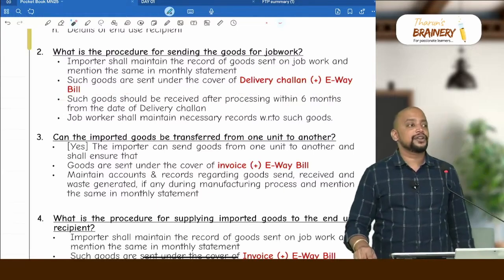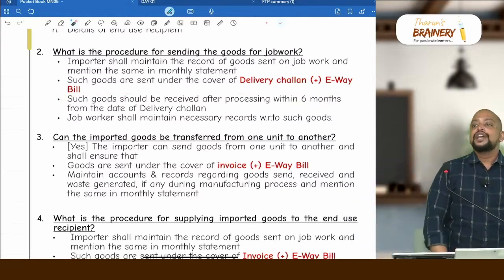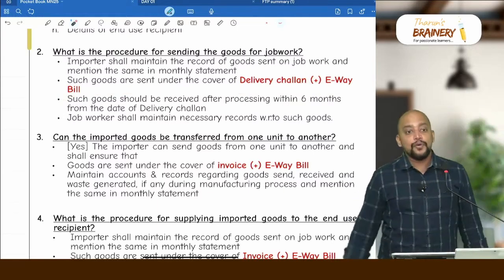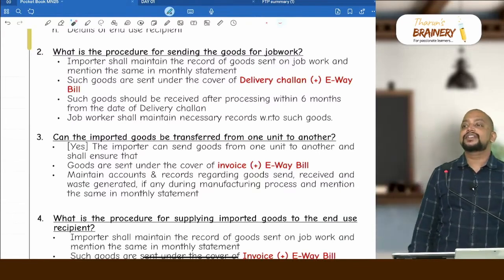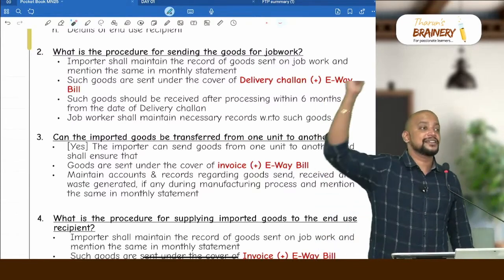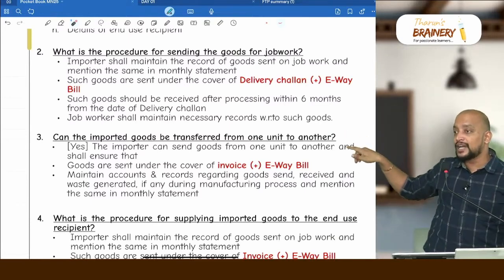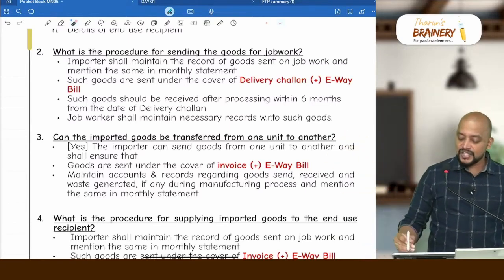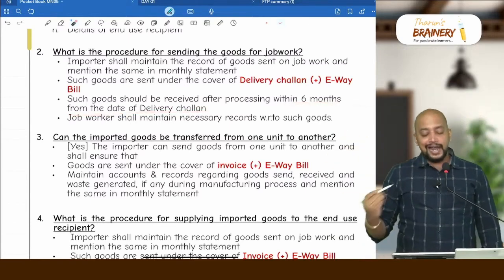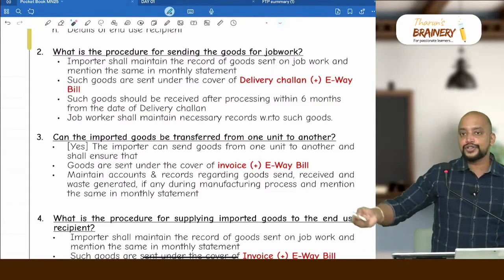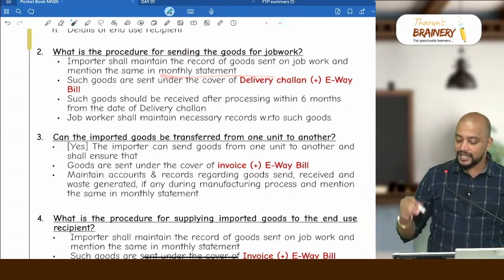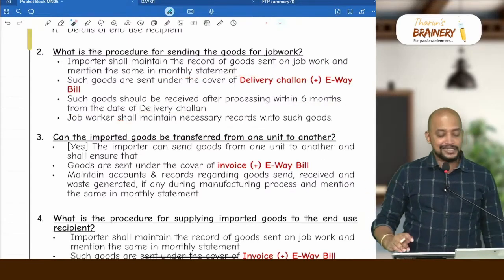Generally, when the goods are sent on job work, what is the time limit within which it should be brought back into the factory? 1 year. In case of processed goods, it can be extended for a further period of 1 year. This is the time limit in GST. Whereas here, it is not 1 year, it is only 6 months. So within 6 months from the date of delivery challan. And the person who is sending the goods on job work should report this in a monthly statement. Even the job worker shall maintain necessary records.